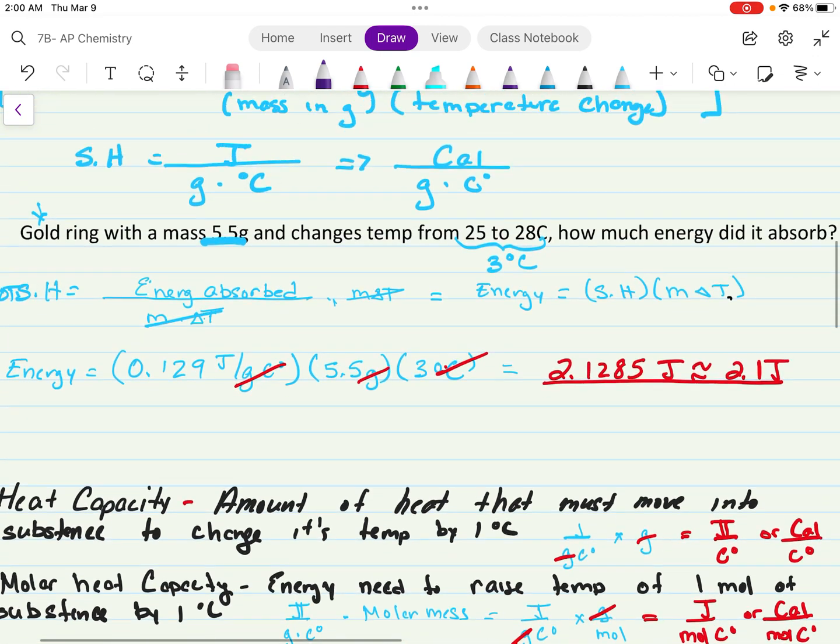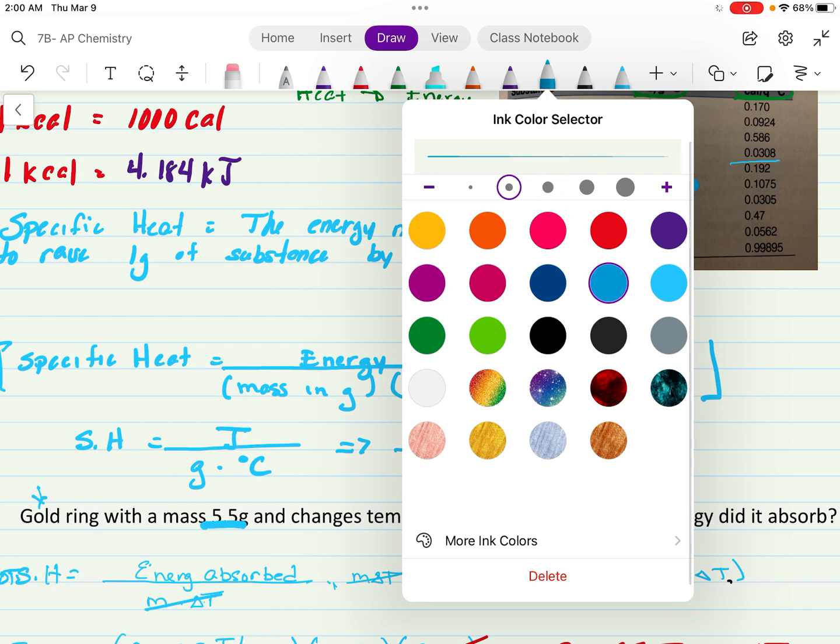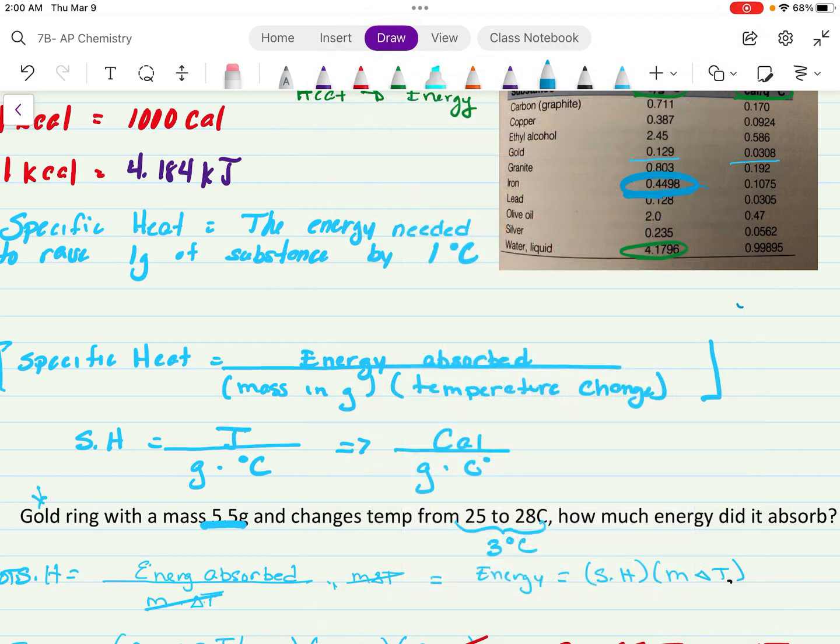Now, I want you to pay special attention to the heat capacity of water compared to iron. And iron is right here. So you can see that by comparing these two, this is almost a tenfold increase. Water has a huge amount. This is almost 10 times the ability to absorb energy.